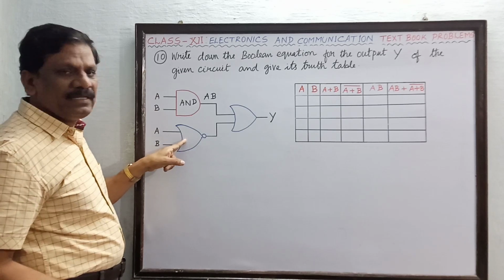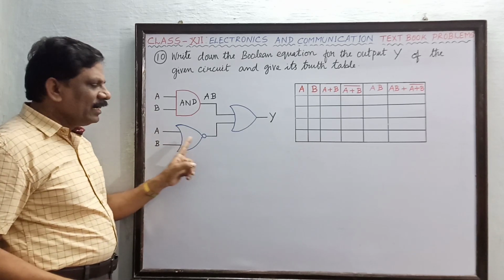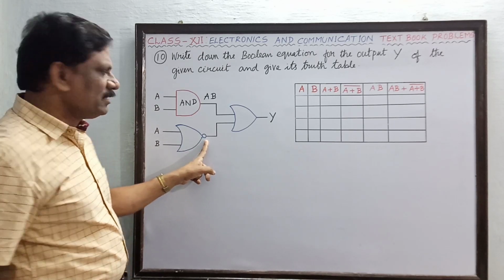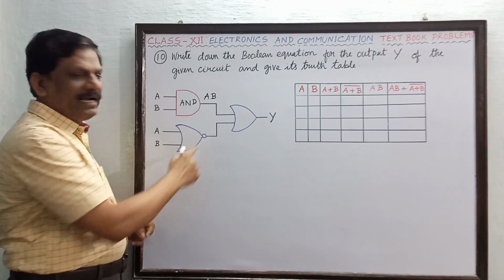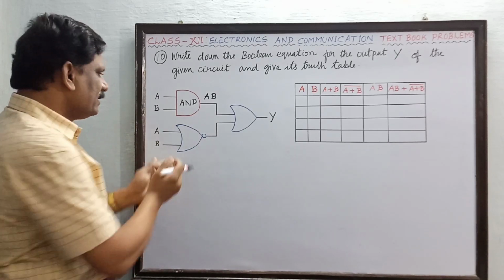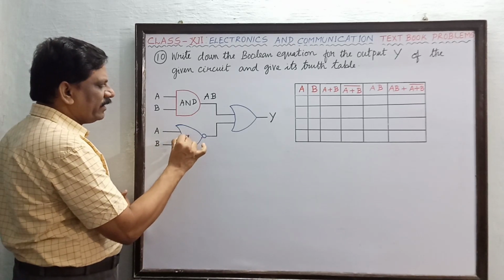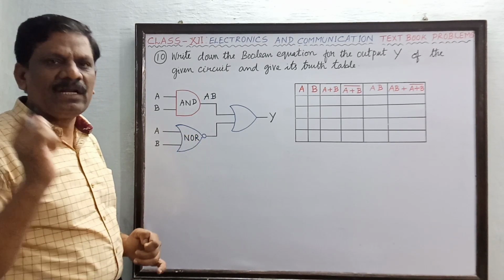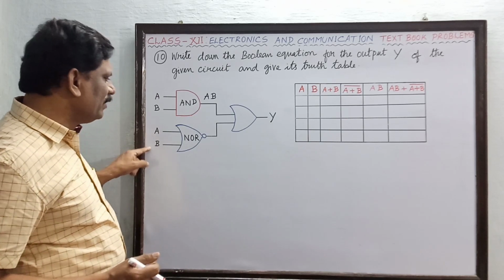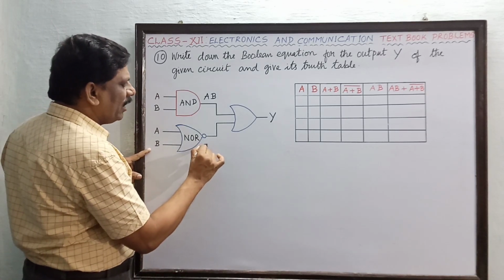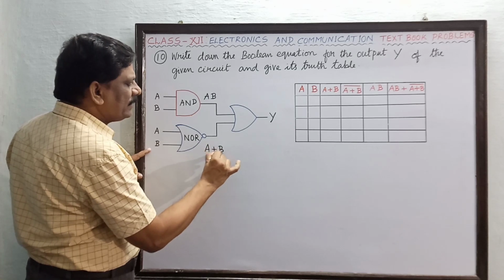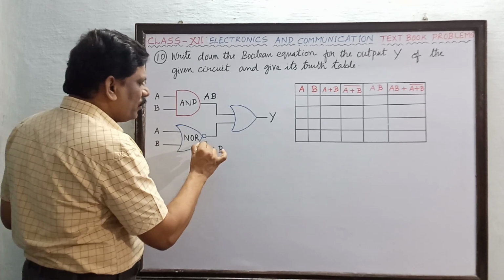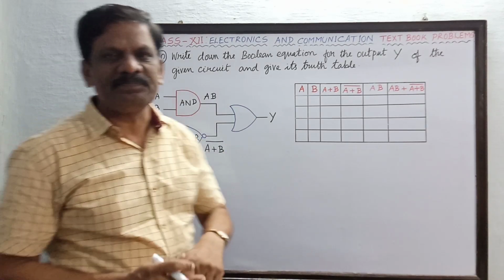Now this second one is an OR gate and there is a bubble here, so it is a NOT gate. The combination of OR and NOT is a NOR gate, the complement of the OR gate. In the OR gate, if 2 inputs A and B are given, the output is normally A plus B. But since it is a NOR gate, the output will be the complement of A plus B.